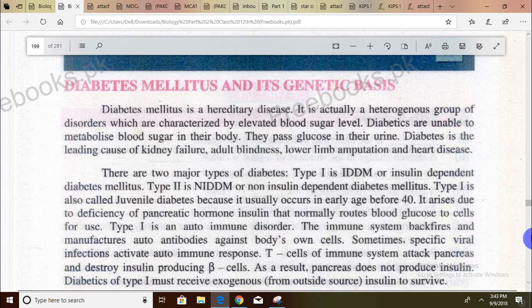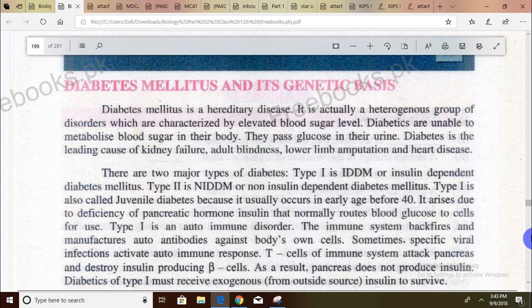Adult blindness, because diabetes disturbs the nervous system, including the nerves. Lower limb amputation, because your ability to sense pain is diminished. Sometimes there are infections and you don't detect them on time, and when you do, your leg needs to be amputated because they have progressed too much. And heart disease. Right, so diabetes is a leading cause of these.